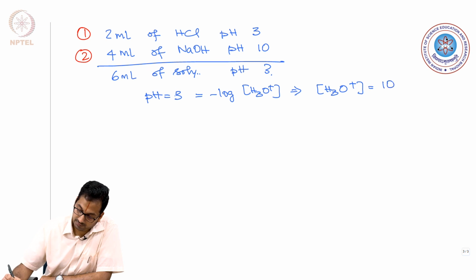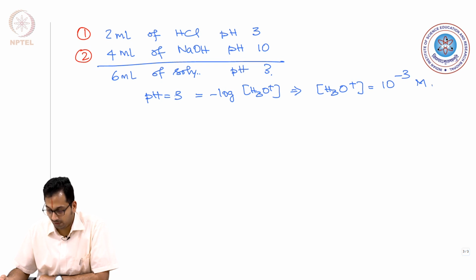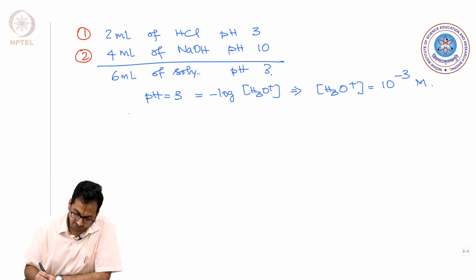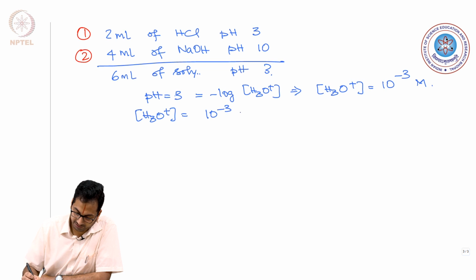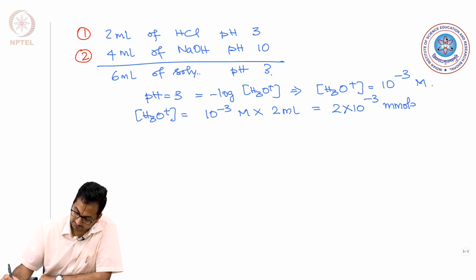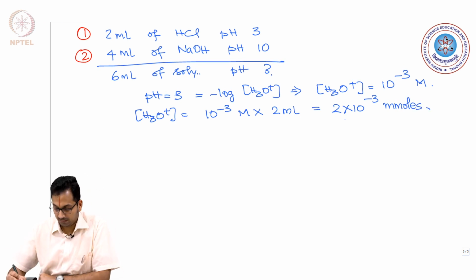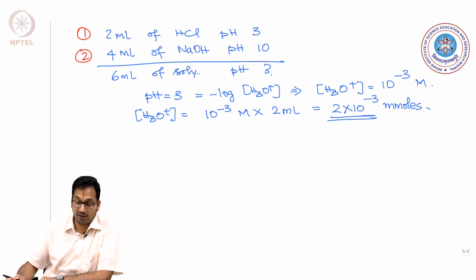So this is going to imply H3O plus is given by 10 to the power of minus 3 molar, and you have 2 ml of it. So therefore, the number of millimoles of H3O plus is going to be given by 10 to the power of minus 3 moles times 2 ml, which is going to be 2 into 10 to the power of minus 3 millimoles. Okay. So this is the amount of H plus that you have in your hand.